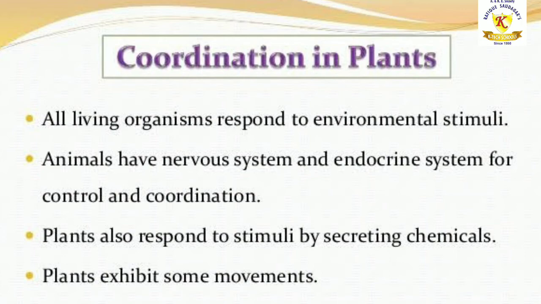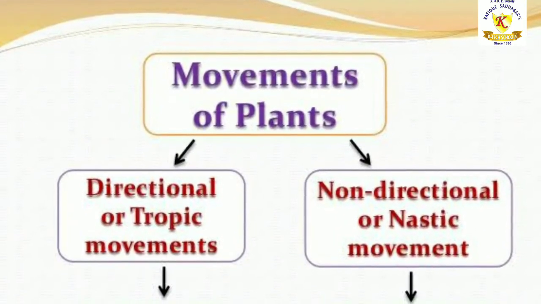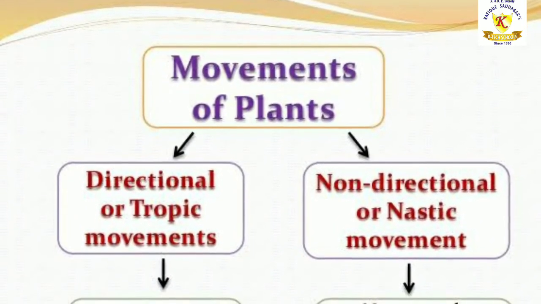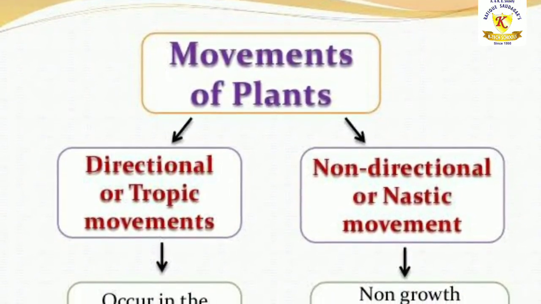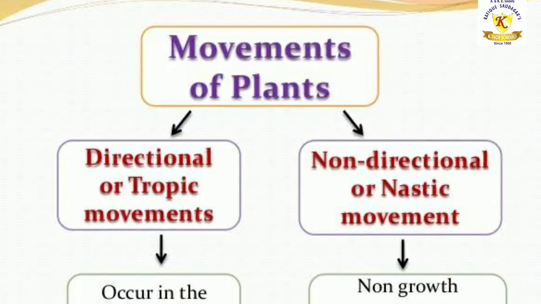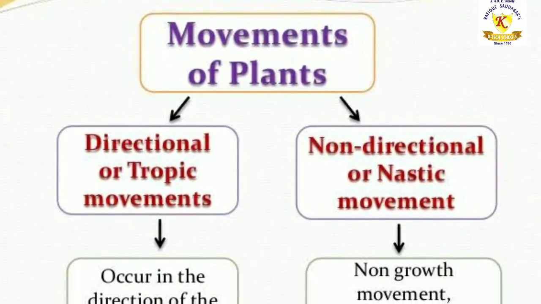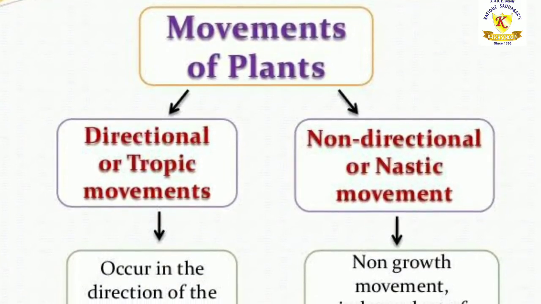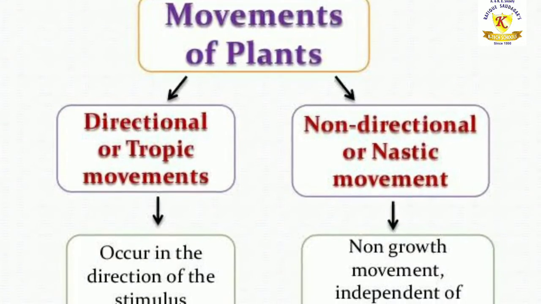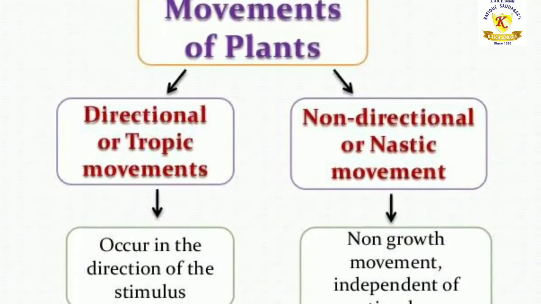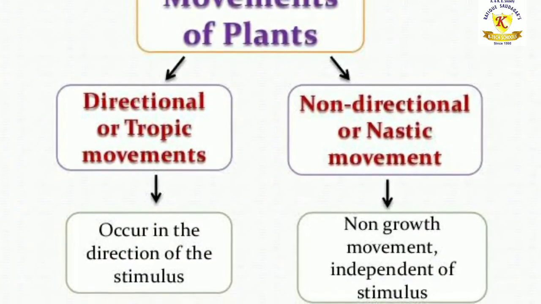Plants exhibit some movements. Now these movements of plants are divided into two: directional or tropic movements, and non-directional or nastic movements. So what happens in tropic movement? It occurs in the direction of the stimulus, and nastic movement is non-growth movement and independent of stimulus.